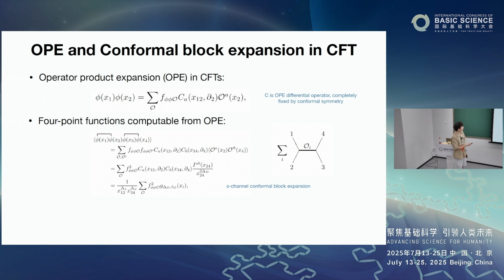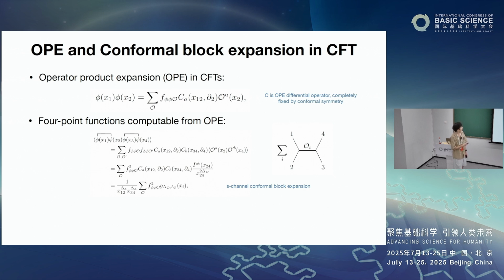Since CA, CB and the 2-point function are completely fixed by conformal symmetry, the g itself is completely fixed by conformal symmetry. It's kinematic, and we can compute it once, and this will work for any CFT. So the only non-trivial information is included in the OPE coefficients and the spectrum. This is the conformal block expansion.